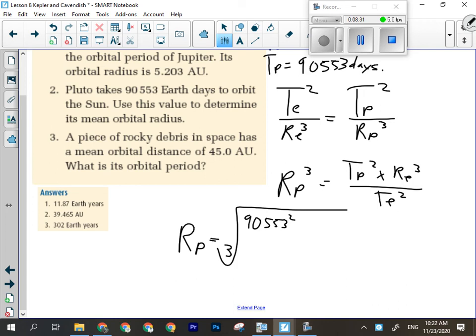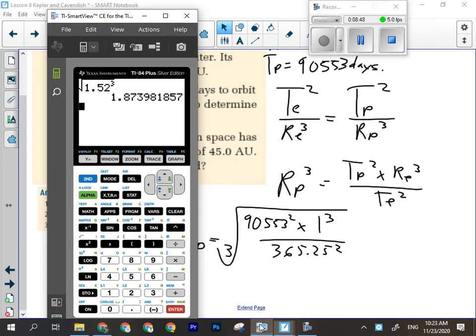90,553 squared times 1 cubed. I don't know why that took me so long to remember. 1 cubed, divided by 365.25 squared. So when I'm putting in a cube root, I'm going to go math and then hit 4 because 4 is the cube root. Now I get a cube root, and then I'm going to go brackets 90,553 squared, divided by, I'm not going to bother multiplying by 1 cubed, divided by 365.25 squared.